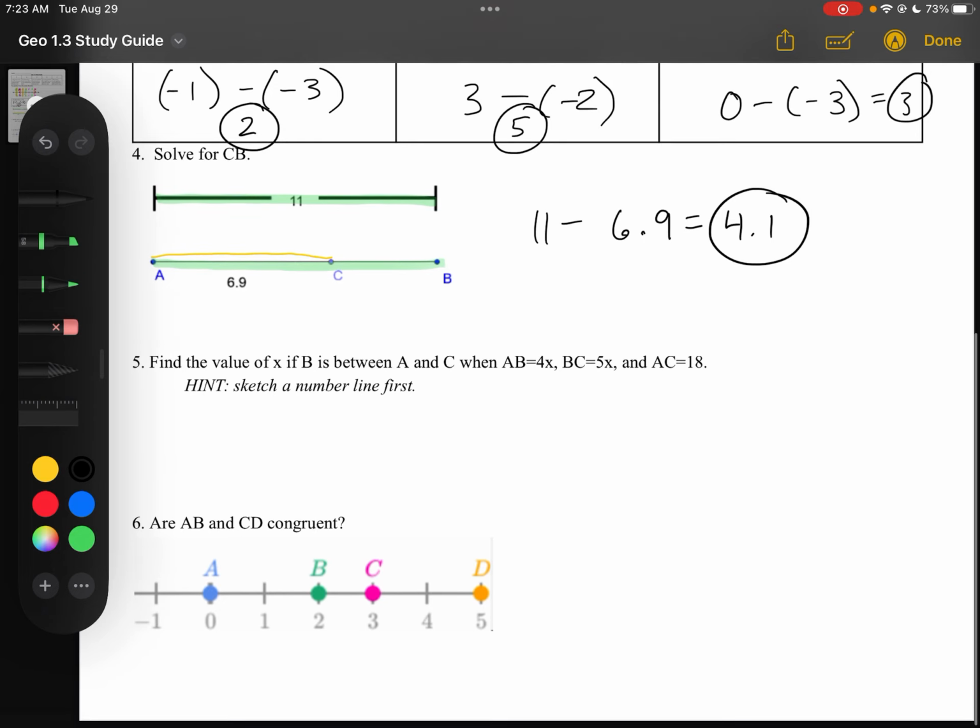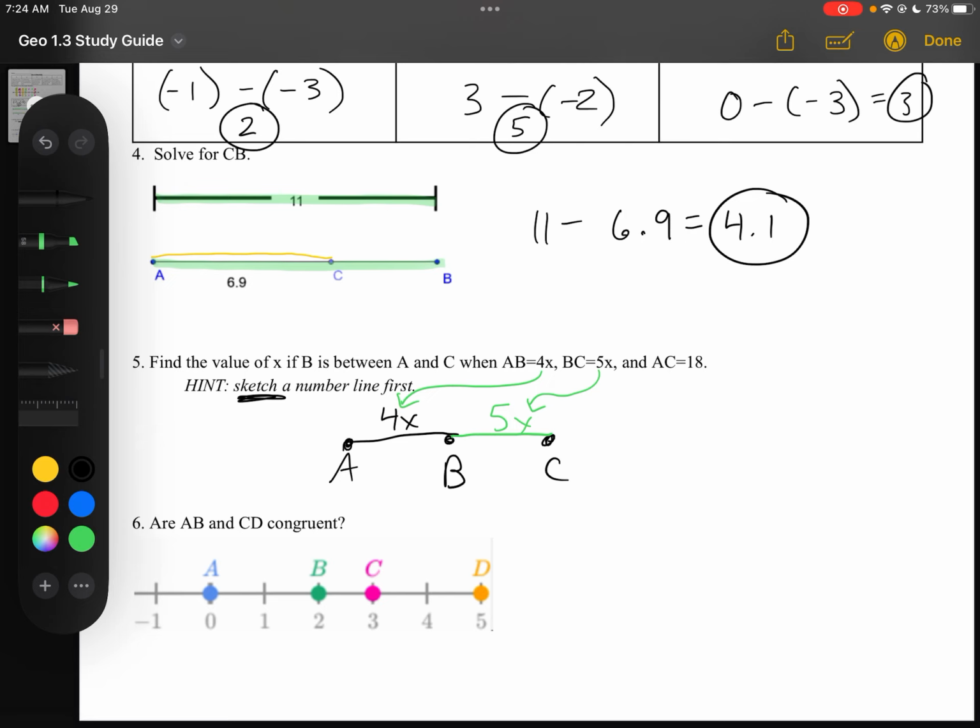For number 5, we have to just sketch. So find the value of x if B is between A and C. So if we have A and C, and we know that B is in between. So from A to B, we're saying this is 4x. From B to C, we're saying this is 5x.